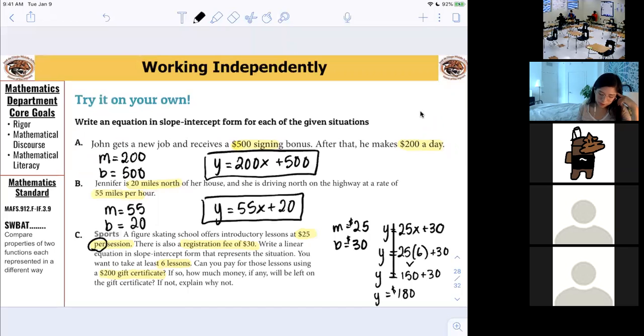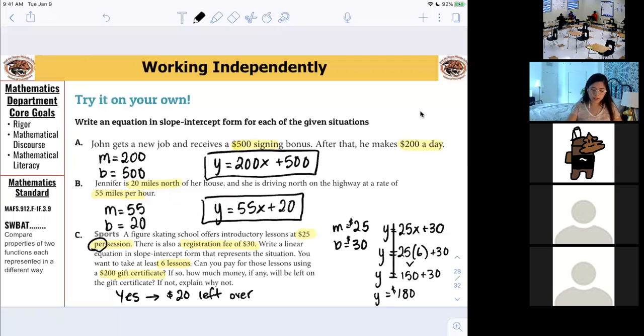So what's the answer to this question? Can I pay for those lessons using my $200 gift certificate? Yes. You'll have $20 left. Could I take one more class? No, because how much is each class? 25. Nice job, guys.